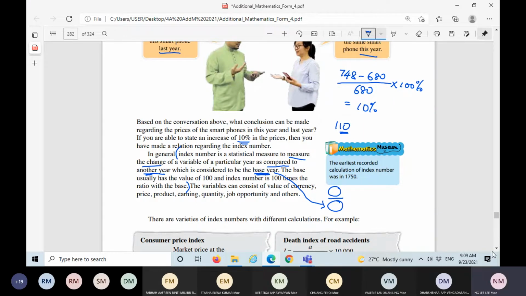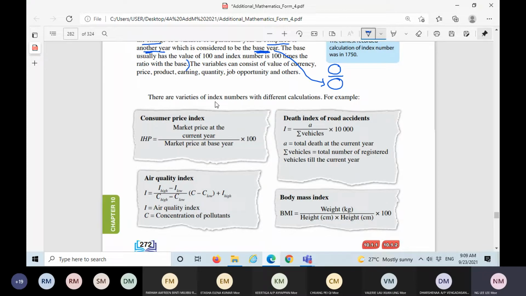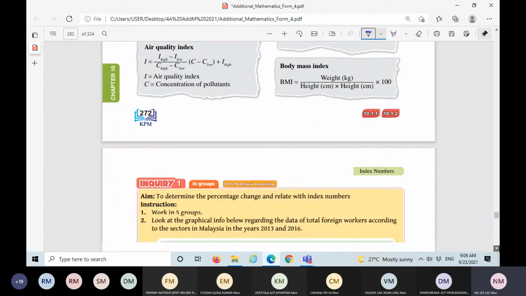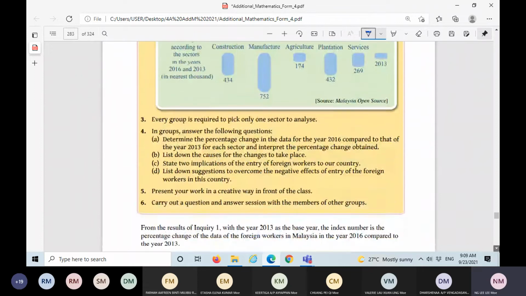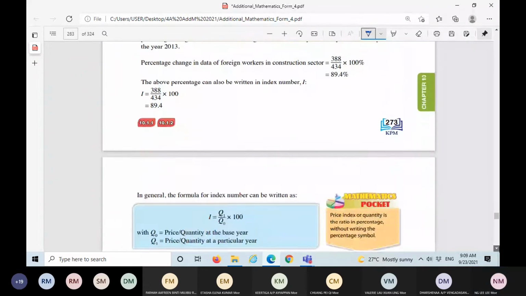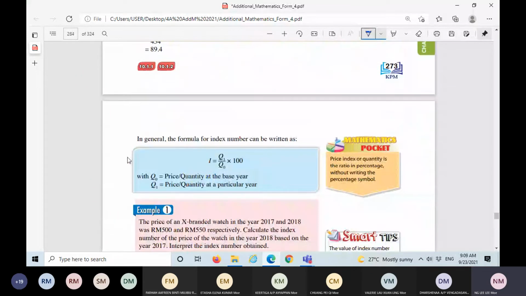We go through this. This is some of the index numbers, but we don't concentrate on all this. We will concentrate on this formula only. This formula, you copy in your notes.